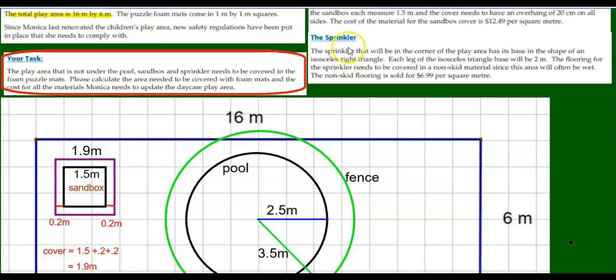Okay, so let's do the last part, which is the sprinkler system. That will be the corners. Let's choose this corner over here. It's an isosceles right triangle, so let's use this as the right angle right here, this corner of the play area. Each leg will be 2 meters. So 2 meters and 2 meters on this side. So my triangle will be like this. This is my triangle. The floor of the sprinkler needs to be covered with a non-skid area and will cost $6.99 per square meter. So we need to find the area of this triangle, which is 2 meters by 2 meters, and then the price is $6.99 per square meter.